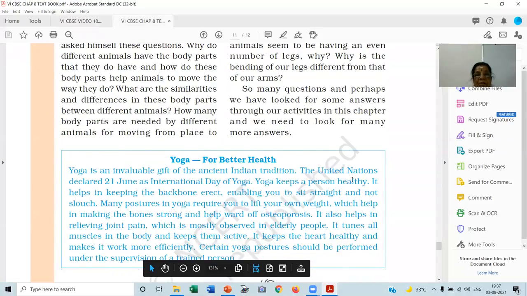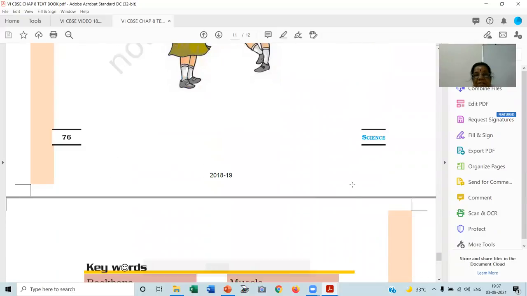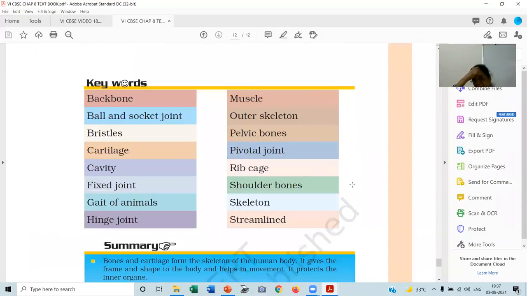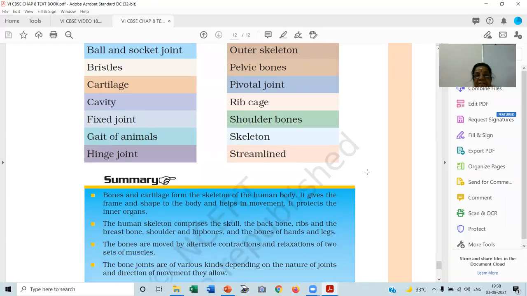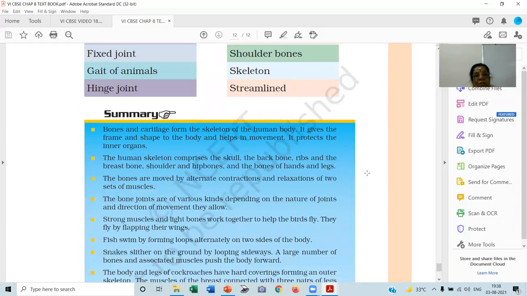Now let us come back to our textbook. See here, the keywords are backbone, bristles, that is setae in earthworm, cartilage, cavity, fixed joint, gait of animals, hinge joint, muscle, outer skeleton, pelvic bone, pivotal joint, rib cage, shoulder bone, skeleton, streamlined. These are the keywords we have learned in this lesson.